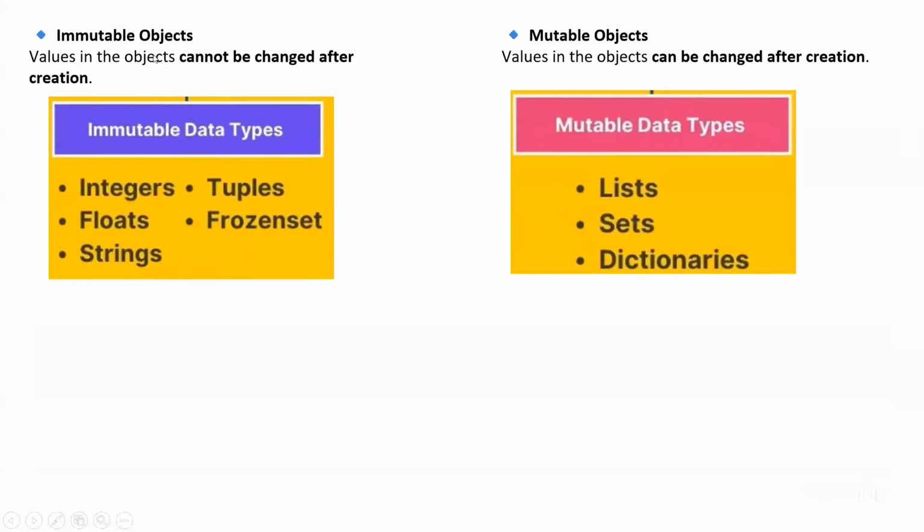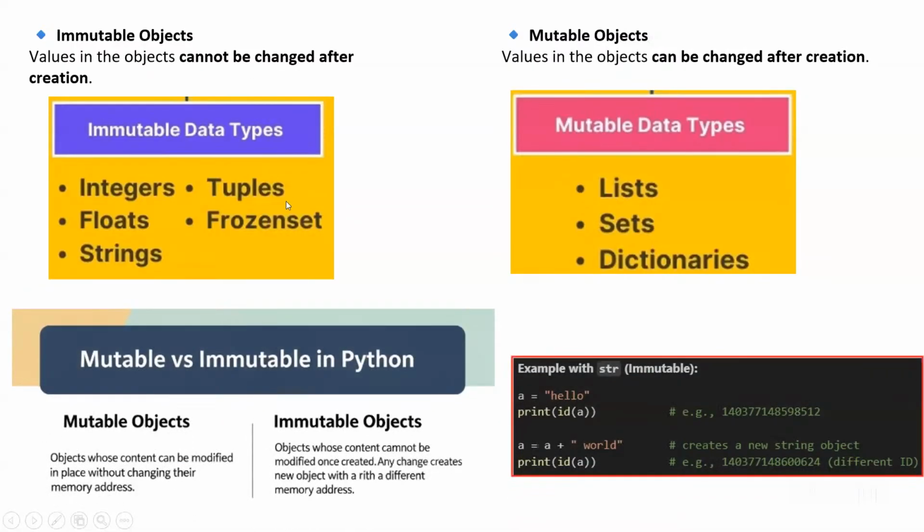I said immutable objects are the values that cannot be changed. This is the correct definition. Values that can be changed after creation. This is also a correct definition, but it is not entirely correct. Everyone will come and say the same definition, but I can have multiple interviews. When I ask what immutable objects are, everyone says objects which cannot be changed. That's not the exact definition. The exact definition is: the object whose content can be modified in place without changing its memory address.